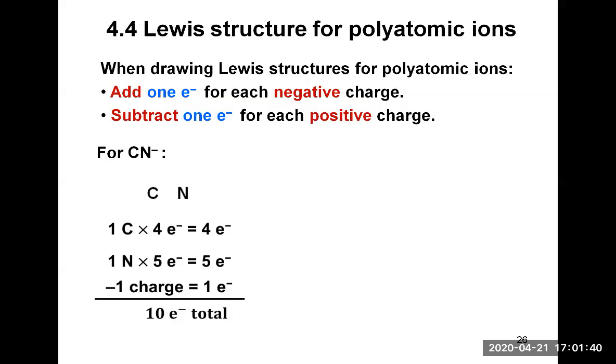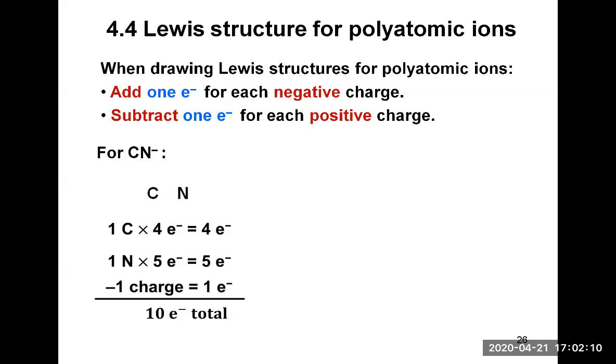If your polyatomic ion is positive, you will subtract an electron for each positive charge. That would apply for ammonium, for example, NH4+, where you would remove an electron from the total to take into account the positive charge. So here we have an example. It's the cyanide polyatomic ion, CN-1. It's made of just carbon and nitrogen.